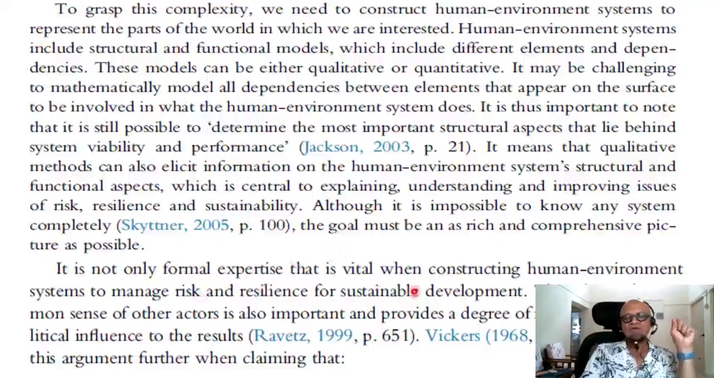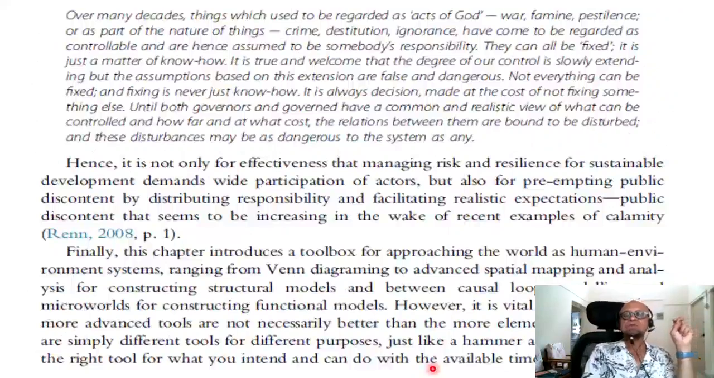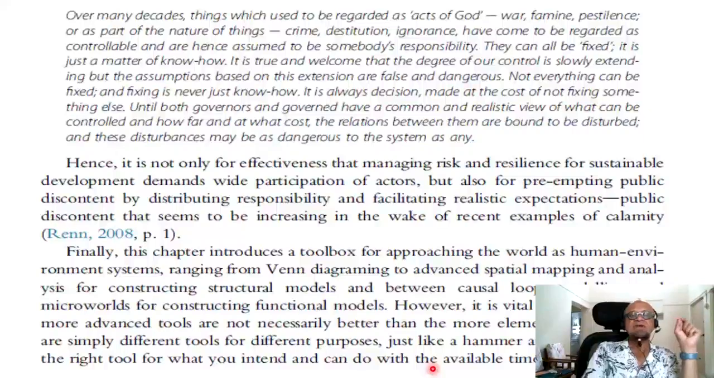So it's not only formal expertise that is vital when constructing human environment systems to manage risk and resilience for sustainable development. The educated common sense of the other actors is also important and provides a degree of moral force and political influence to the results, as we had said before. Vickers takes this argument further when claiming that over many decades, things which used to be regarded as acts of God, war, famine, pestilence, and as part of the nature of things, such as crime, destitution, ignorance, now have become regarded as controllable and are hence assumed to be somebody's responsibility.